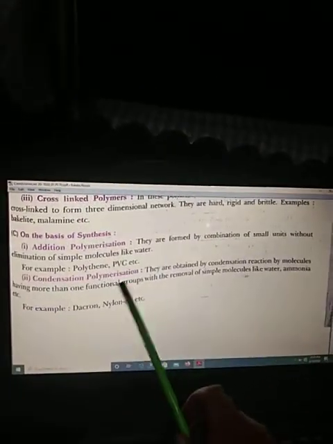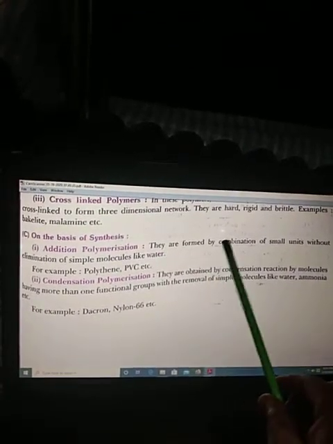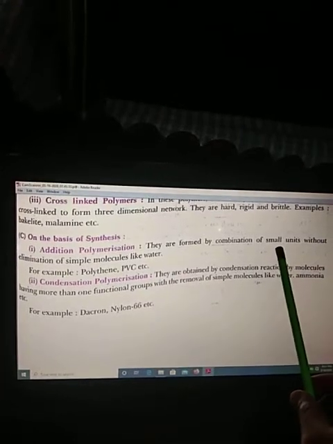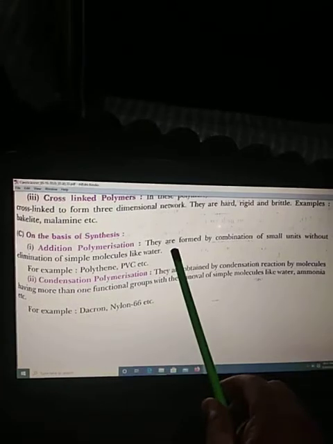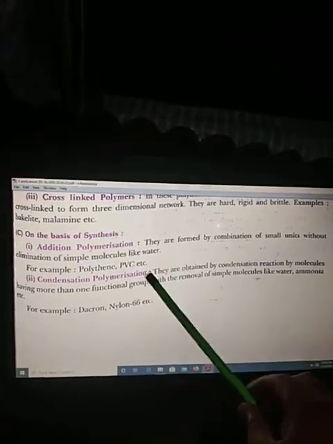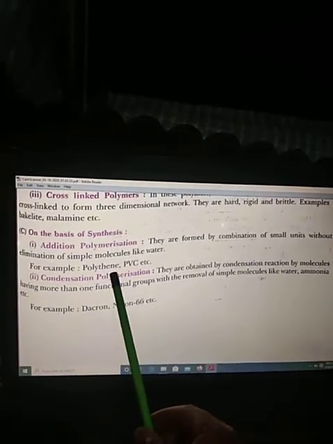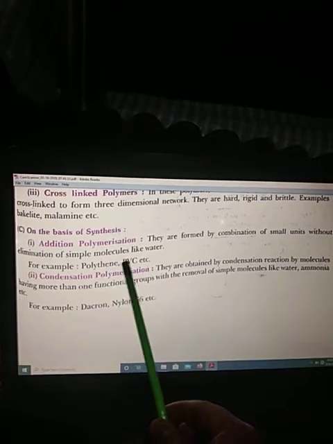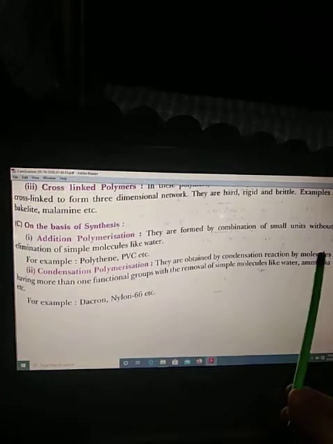Similarly, on the basis of synthesis, polymers can be classified into two types. This is a very important classification: addition polymerization and condensation polymerization. Addition polymers are formed by the combination of smaller units without the elimination of simple molecules like water. So in addition polymers, they add the monomer units without removal of any kind of molecules. Say for example polythene. Polythene is formed from ethene, CH2=CH2, which will combine with each molecule without removal of any group. So it is an addition polymer, simply addition.